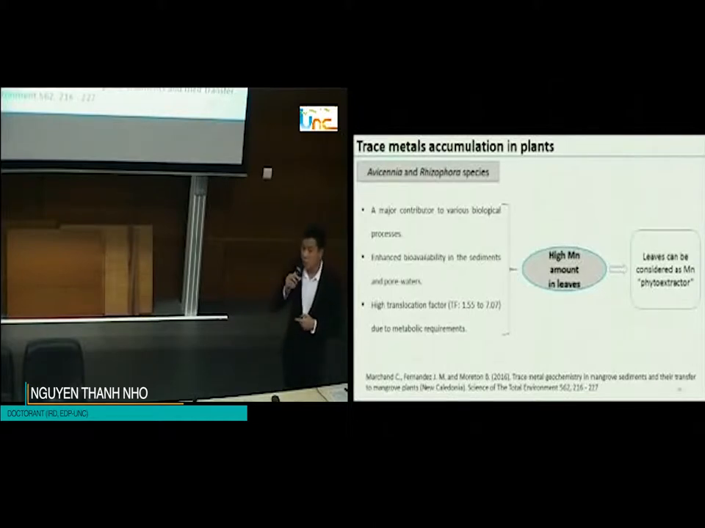Because a high translocation factor of manganese was already reported for Rhizophora, as observed in New Caledonian mangroves by Marchand 2016, we suggest that the high manganese concentration in leaves may relate to metabolic requirements. As a consequence, the leaves can be considered as a manganese phytoextractor.